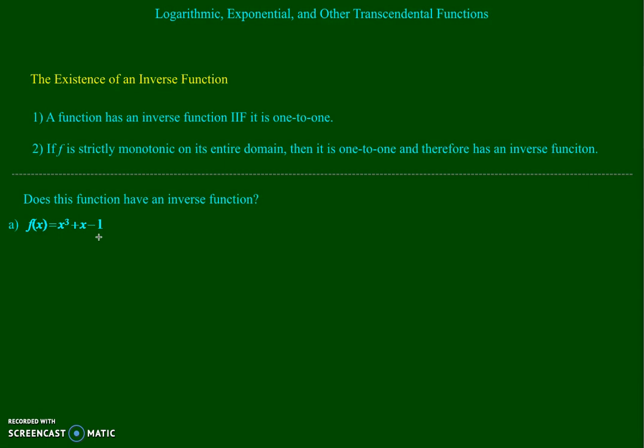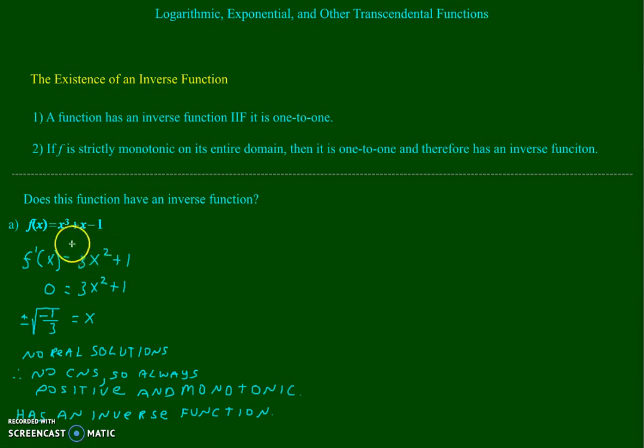All right, so I hope that you came up with the final result here. We say that the first derivative here is 3x squared plus 1. We set that equal to 0, and we see that x is going to be equal to plus or minus the square root of negative 1/3. Well, clearly that has no real solutions, and so there are no critical numbers for this function. Therefore, this function is always positive and therefore monotonic. And so this function must have an inverse function.